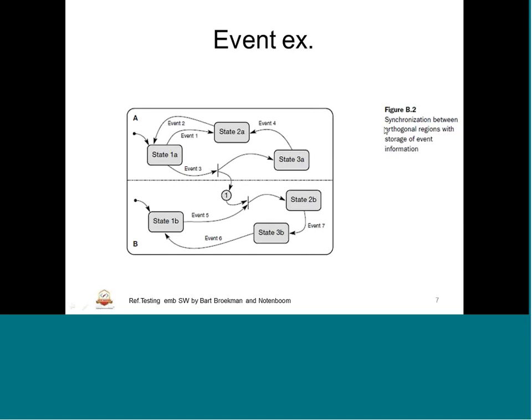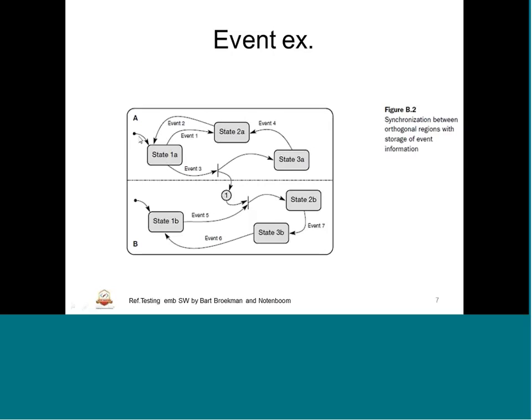What is told in the book is synchronization between orthogonal inputs with storage of event information. That means two orthogonal events are going to occur with different states, and how they will be taken care of is what is being explained. So there is state 1A, state 2A, state 3A in the first orthogonal section, and it will enter into the next orthogonal region with the help of state 2B, state 3B, state 1B. And for switching between these states, there are different events that need to occur.